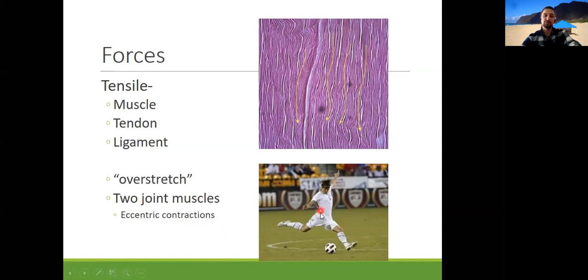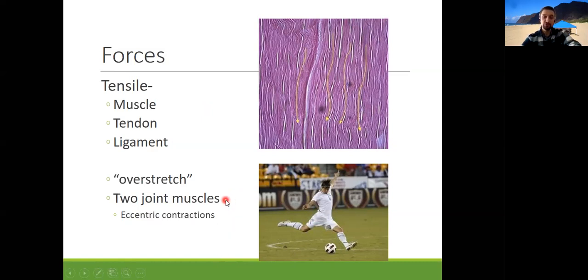But I just want you guys to think about tensile forces, how the tissues are in the same lines of the stress patterns, in the triplanar movements, and then how two joint muscles have even greater amounts of force applied to them because you're crossing two joints.